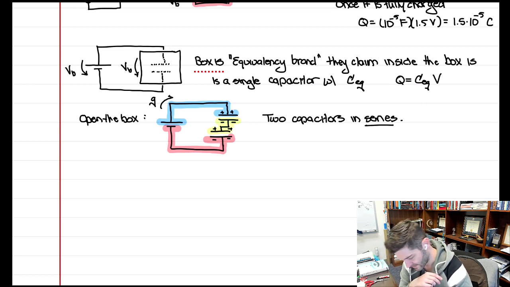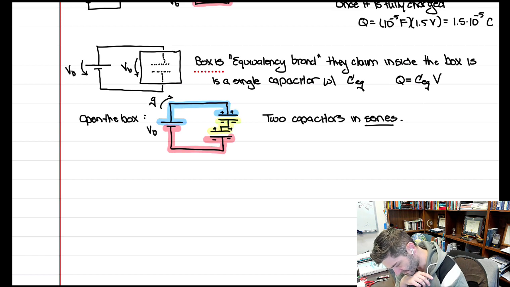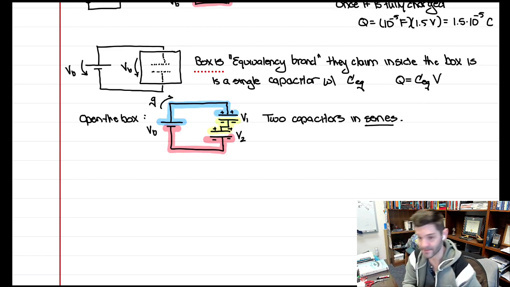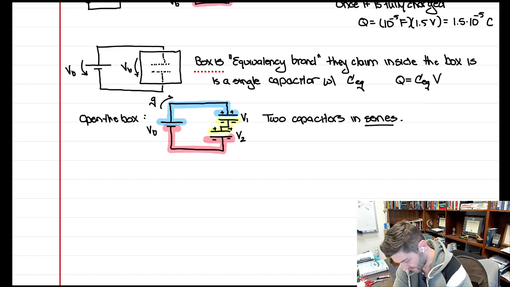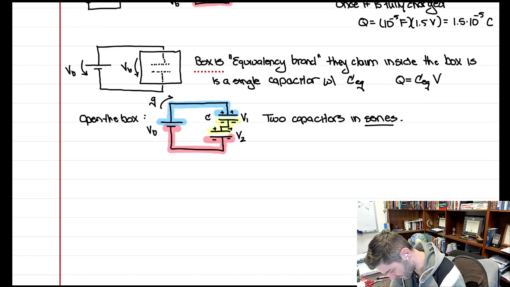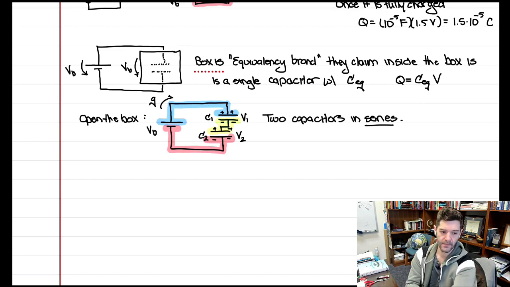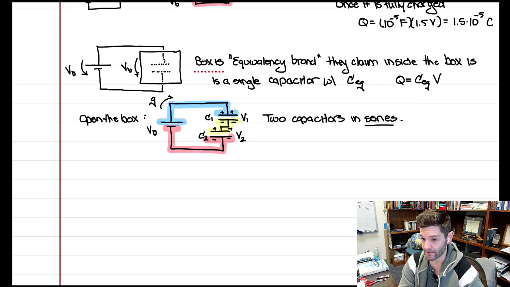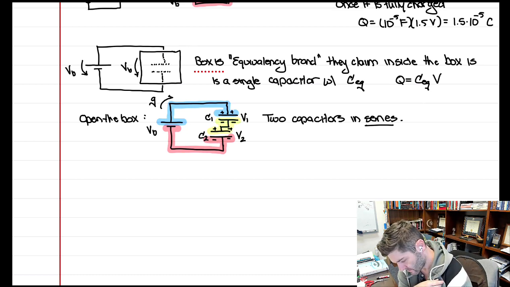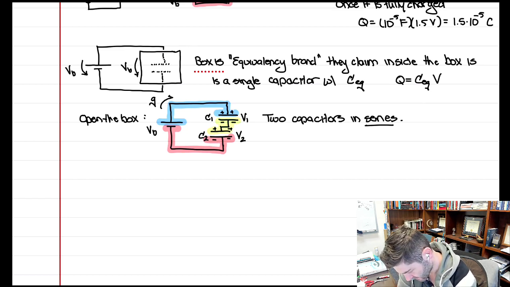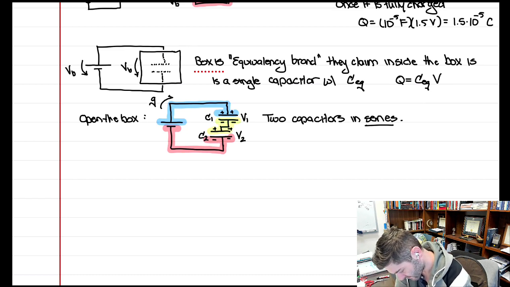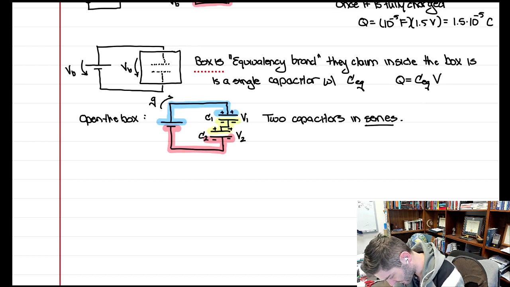So I might want to specify that there's some potential difference across the battery, some potential difference across capacitor 1, and some potential difference across capacitor 2. And then these capacitors need not be the same. So let's say that the first capacitor has capacitance C1, and that this capacitor has some capacitance C2. Some charge is then pumped from the battery down towards capacitor 1. So let's see, what can I do? I can't use B for blue because I already have B for battery. Actually, let me change this. Instead of V sub B for V battery, let me just write V bat.